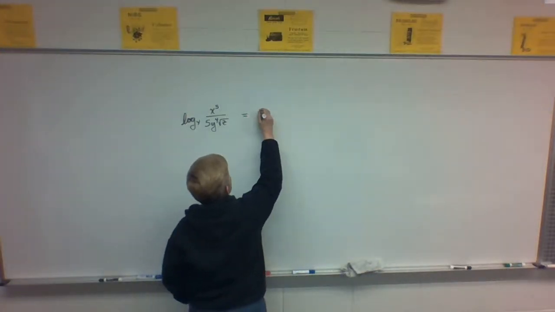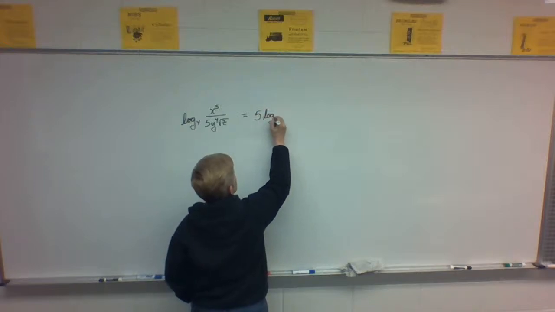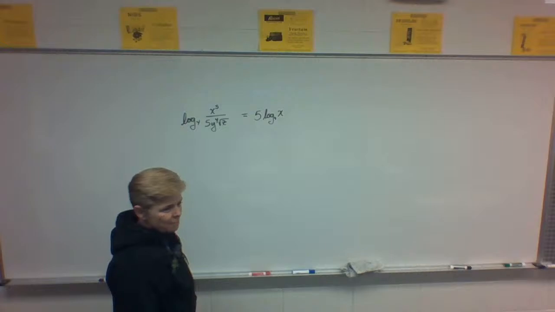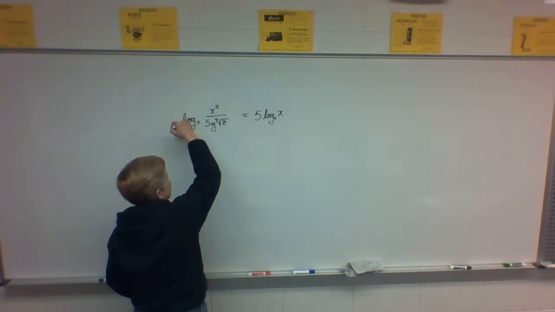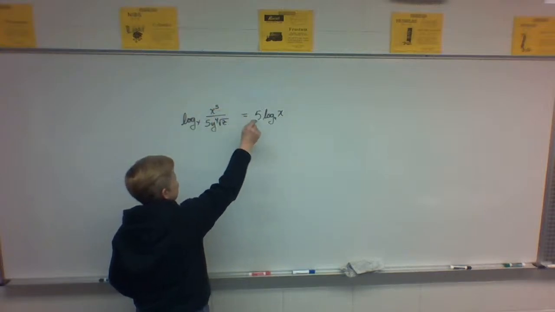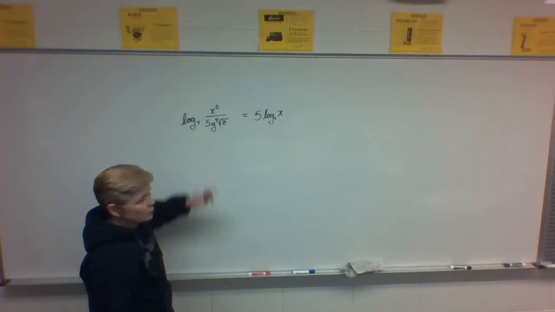Log base 4, 5 log base 4 of x. Would you agree with that or not? Any exponents on here come down around the front of the log as you log it. So the 5 came down here, but it's still log of this x. And it's log base 4 because that's log base 4.